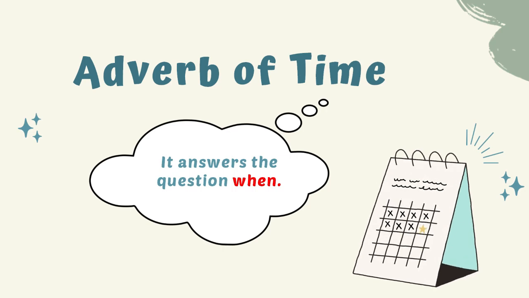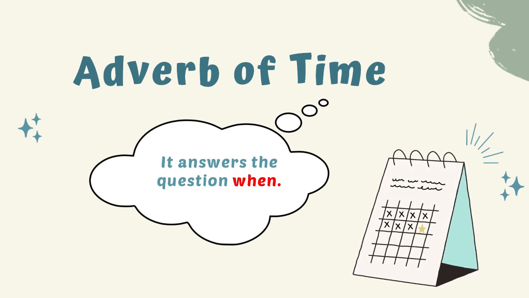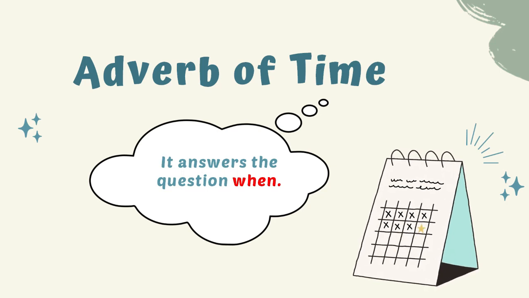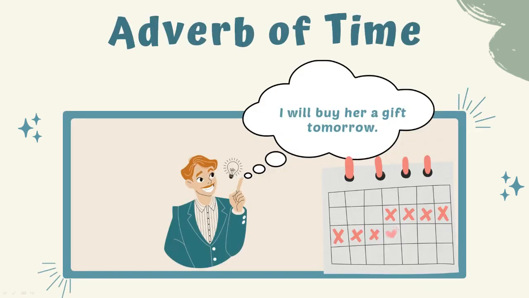There is a bit of overlap with the adverb of frequency since the adverb of time also refers to how often something happens or someone does something. The adverb of time is best placed at the end of a sentence. Let's have some examples. I will buy her a gift tomorrow. So when is our subject going to buy her a gift? The answer is tomorrow. So our adverb of time in our first example is tomorrow.